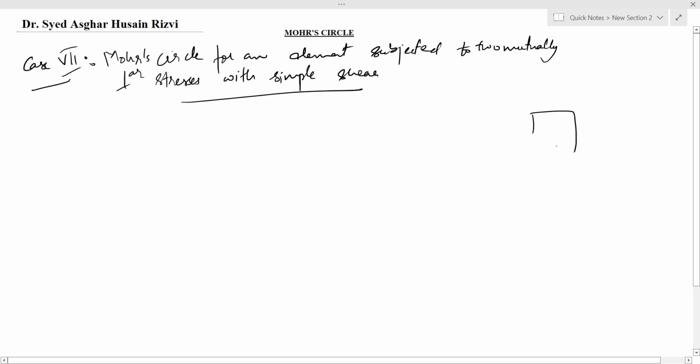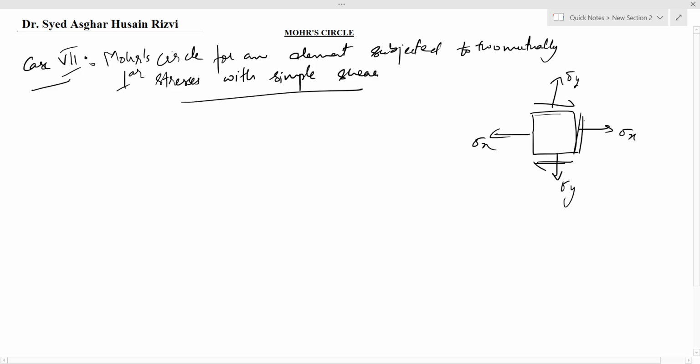For this we will first see the diagram. This is sigma x acting along the x-axis. This is sigma y acting along the y-axis, and this is shear along this plane, and this is shear along the sigma x plane, tau and tau. This is theta. This is the diagram for which we have to draw the Mohr circle.